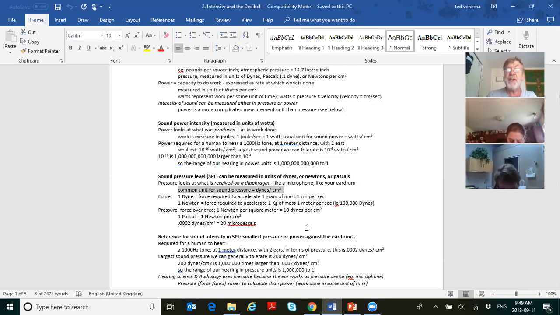Here you have some person sitting in front of a speaker, listening to a 1,000 hertz tone at 1 meter distance from a speaker with 2 ears, and you're measuring the pressure against the eardrum. You turn it down, down, down, till the guy can't hear it anymore. Now here, right where I'm graying out, don't worry about it. Just leave it. Don't think about that at all. Just think about what I'm saying. And actually, let's just jump down to here. Reference for sound intensity in sound pressure level, not intensity level, not power. Okay, power deals with IL. Power always talks about dB IL, dB intensity level.